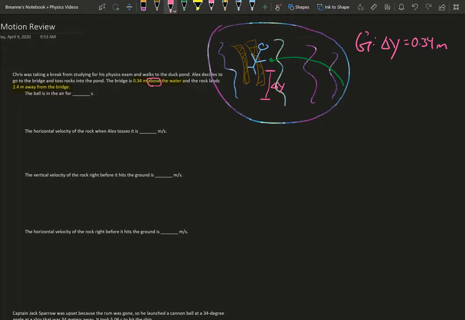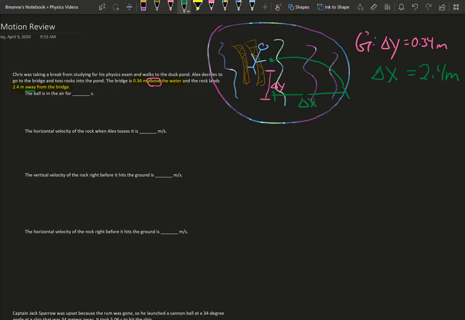And the rock lands 2.4 meters away from the bridge. So away, if I said, oh, it's way over there, think about I'm motioning away from me. So away from me, kind of like in the distance, would be that. So that is our delta x. So the key thing there is away. So our delta x is going to be 2.4 meters.